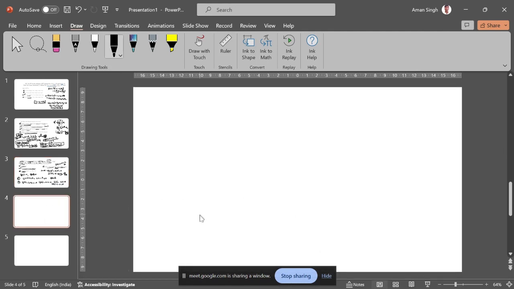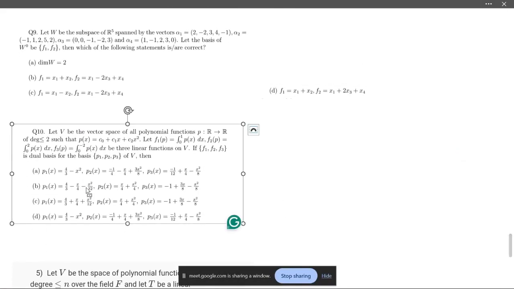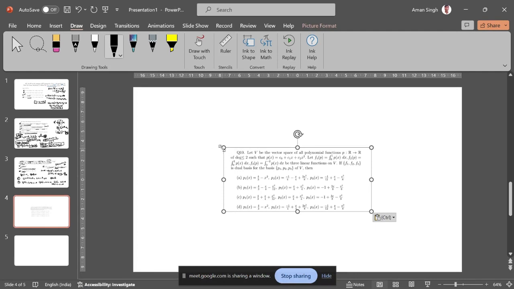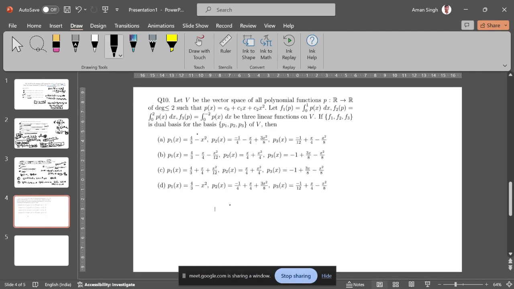So we are going to see the next question. In the next page, let me copy the question. So this is our 10th question. Let V be the space of polynomials of degree less than or equal to 2, with p(x) a general polynomial. F1 is integration from 0 to 1, F2 is integration from 0 to 2, and F3 is integration from 0 to minus 2. These are all linear functionals, because we will get some constant.